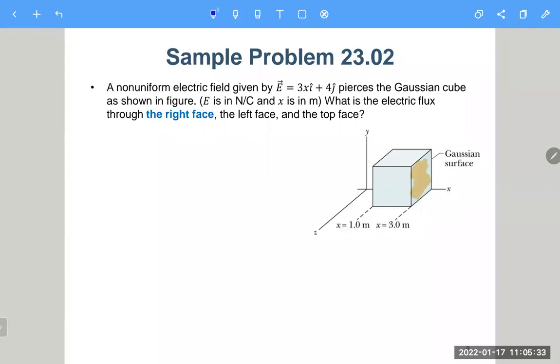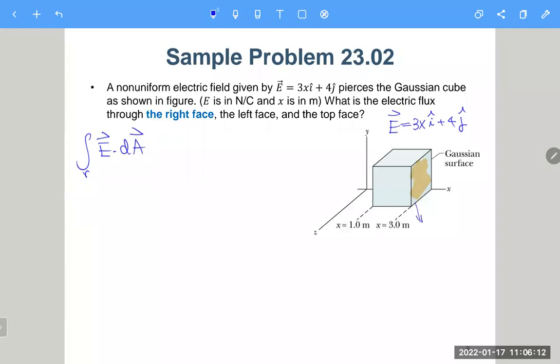Okay, so here, the integral of E dot dA, and for the right face we use R to represent right. Actually here we have E equals 3x i plus 4j like this. And for the right face, we should know dA first.